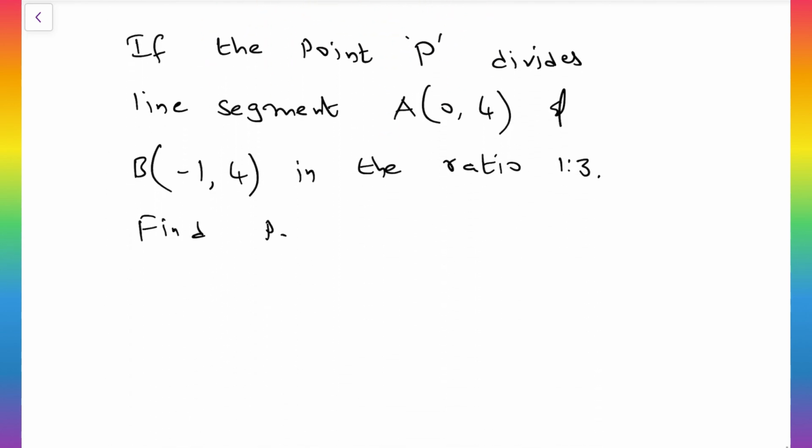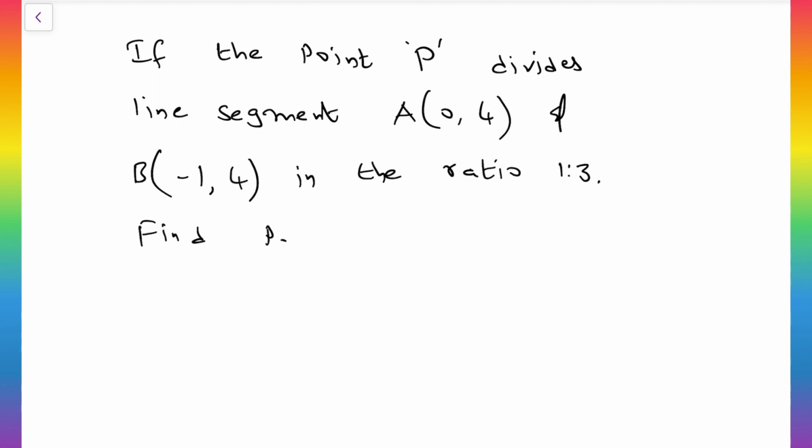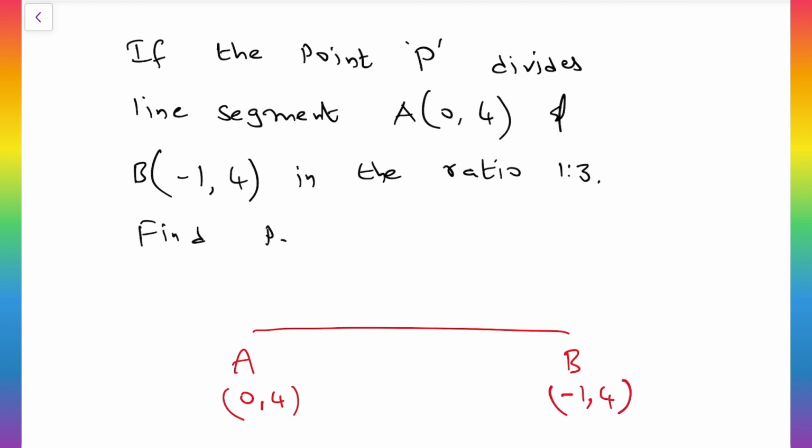Next one. If the point P divides a line segment 0, 4 and minus 1, 4 in the ratio 1:3, then he is asking to find the P value. So we have a one line segment like this, that AB line segment. Point A is given as 0, 4 and point B is given as minus 1, 4. And on this line segment somewhere we have one point P. This P is dividing the total line segment in the ratio 1:3. Then he is asking to find out the point P coordinates.